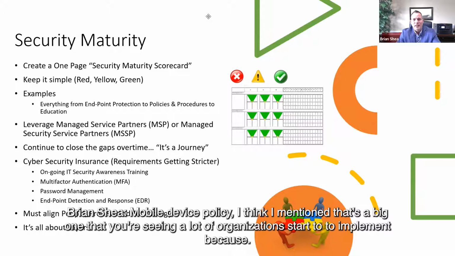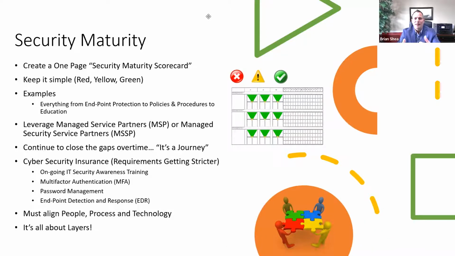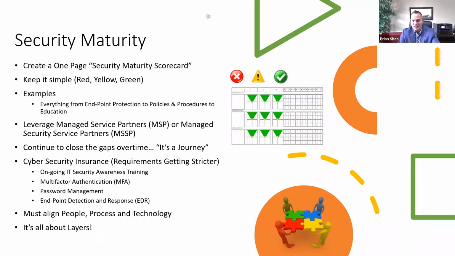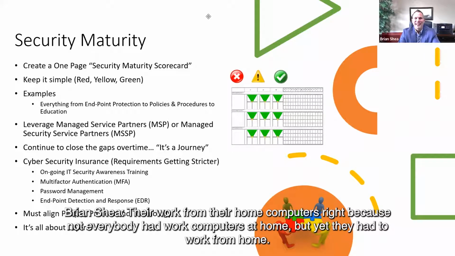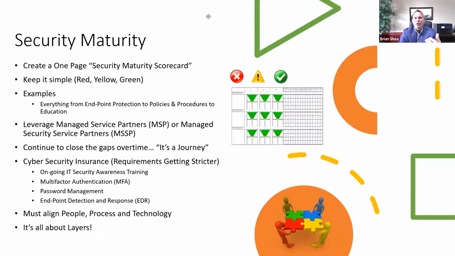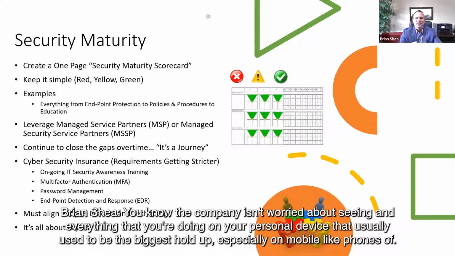Mobile device policy, I think I mentioned, that's a big one that you're seeing a lot of organizations start to implement, because a lot of organizations were forced to go to being device agnostic a little bit as well. Home users accessing their work from their home computers, right? Because not everybody had work computers at home, but yet they had to work from home during the pandemic. So having those policies in place that really outline the expectations of, if it's a personal device, the company isn't worried about seeing everything that you're doing on your personal device. That usually used to be the biggest holdup, especially on mobile, like phones.